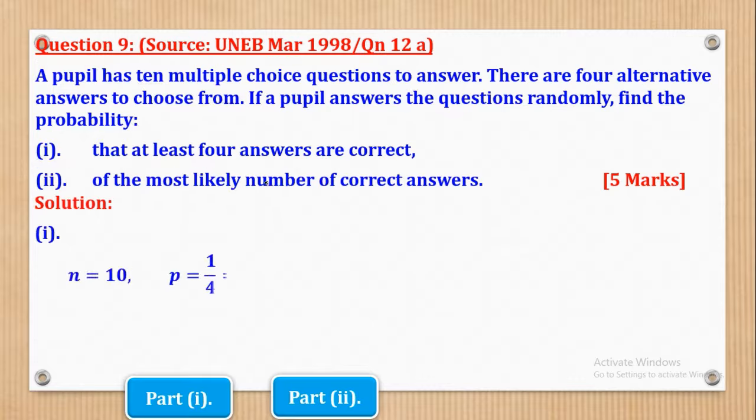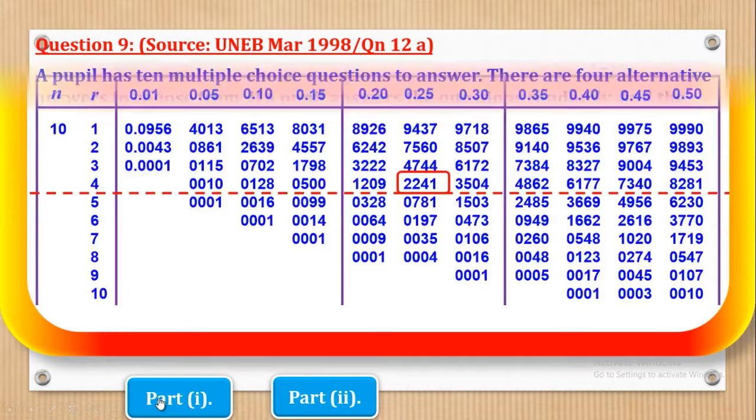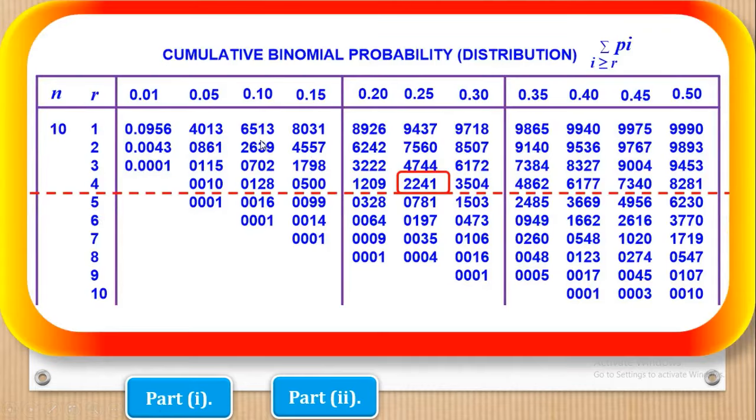So Roman 1, at least 4, this is the binomial. N is 10, P is a quarter, and Q is 0.75. The probability of x greater than or equal to 4, here we shall use the cumulative binomial distribution table. So R is 4, N is 10, P is 0.25, so the probability is 0.2241.